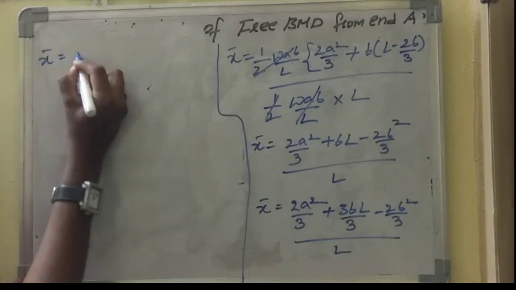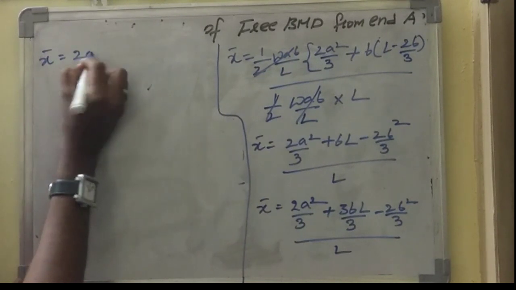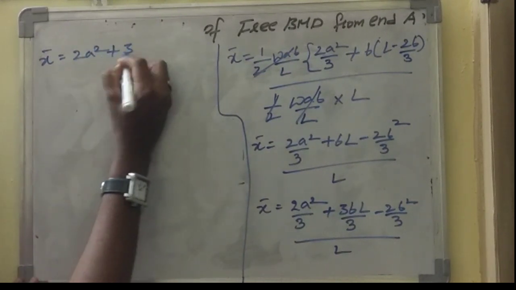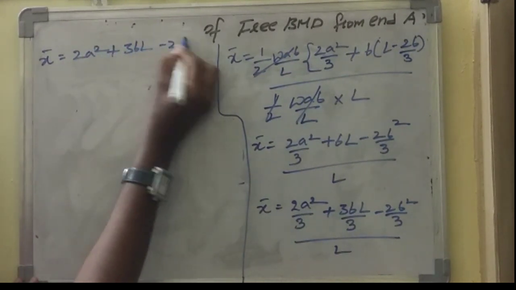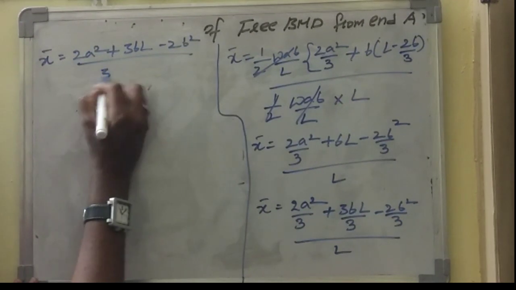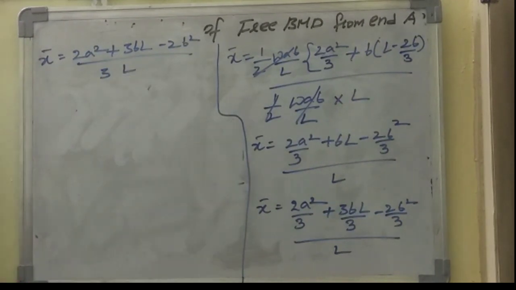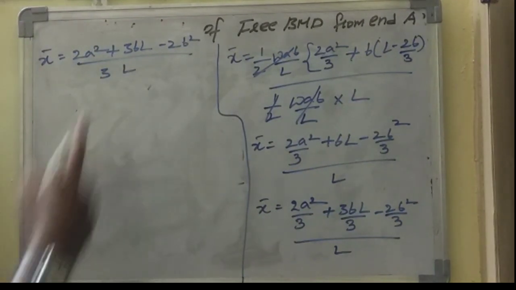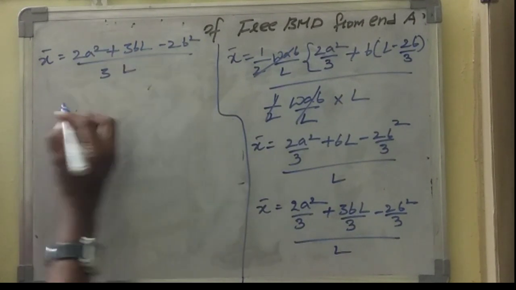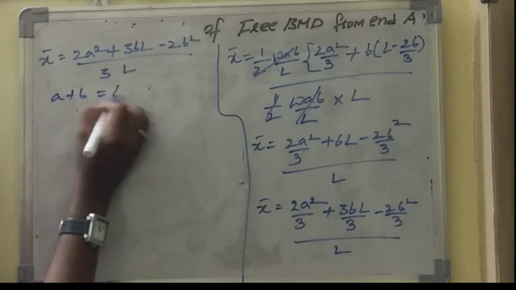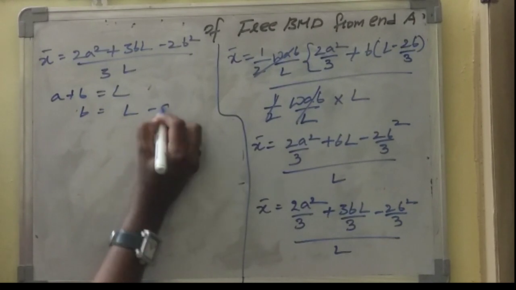So x bar equal to (2A² + 3BL − 2B²) / 3L. Take here, wherever A plus B equal to L, wherever B, I am taking B equal to L minus A.